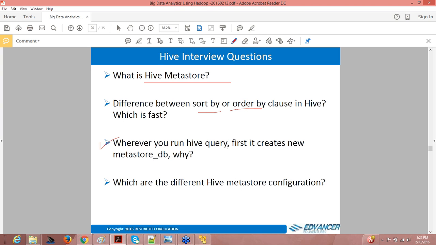The next question: whenever you run a Hive query, it first creates a Metastore DB. This is in embedded mode, so Derby is used. Again, we'll share the details in the regular course. And which are the different Hive Metastore configurations? In one of the slides, you looked at the Hive architecture where the driver interacts with the Metastore. The Metastore we can configure in different modes. One, we can have an embedded Metastore. Two, we can have a remote Metastore. And how do we do that configuration? Those details will be shared in the regular session.